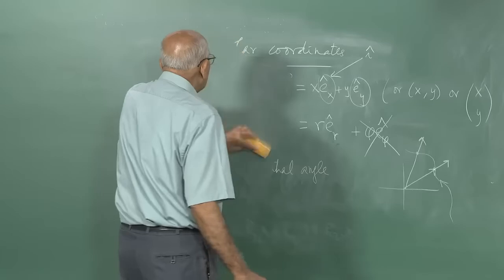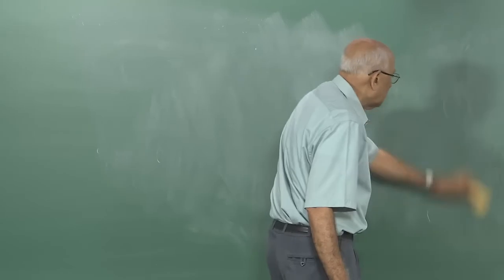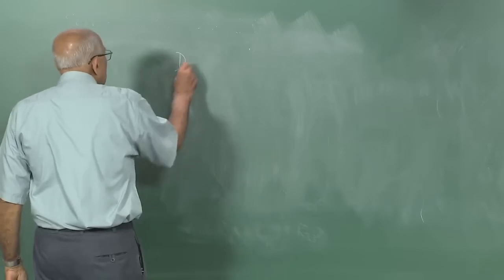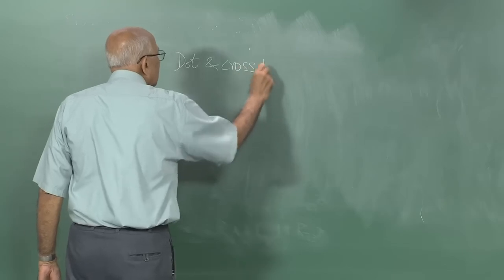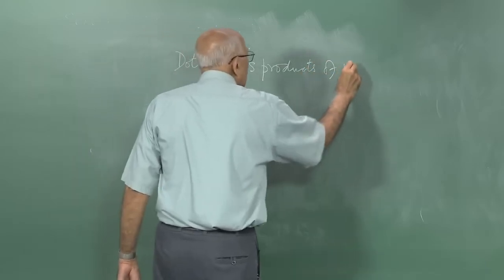Okay. Having said that and talked about plane polar coordinates, we will go back now to two-dimensional vectors or vectors in a plane and discover what kind of scalars we can form from vectors, and what kind of vectors we can form from them. So once again let us go back to the dot and cross products of vectors.